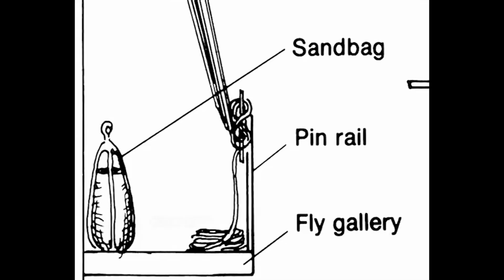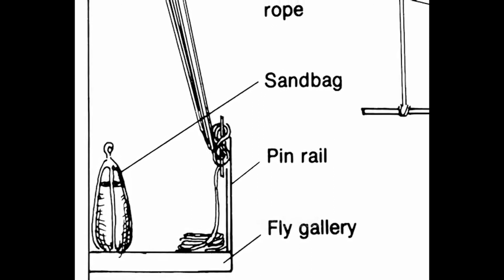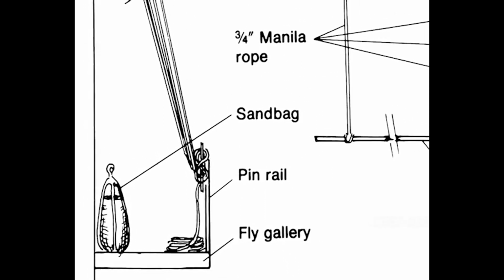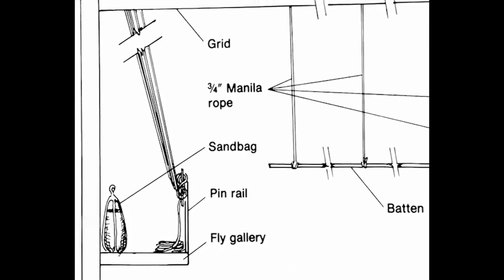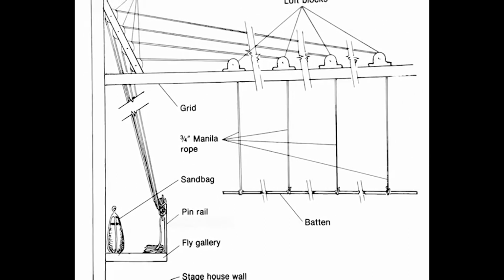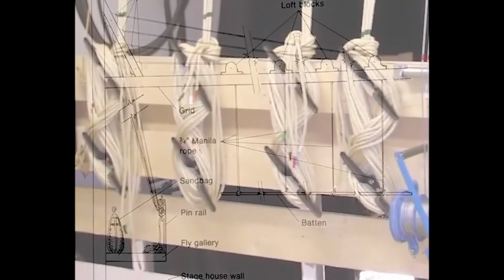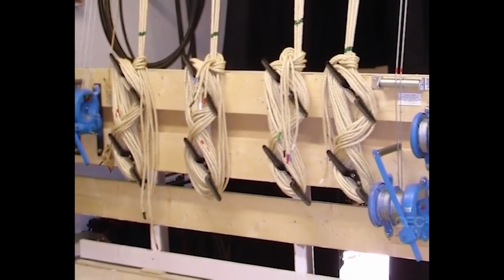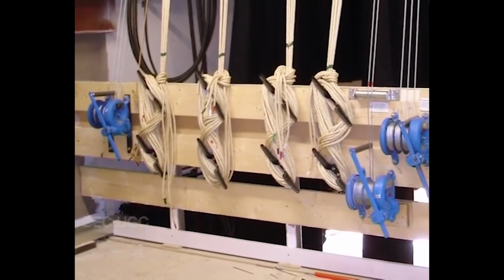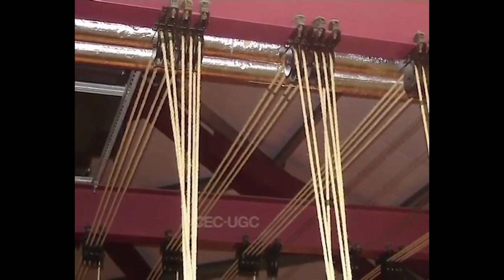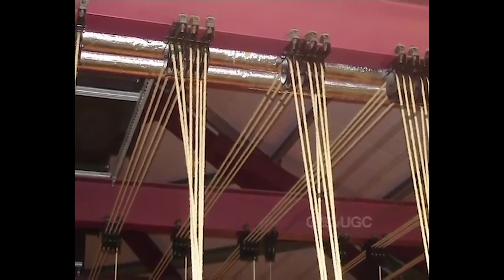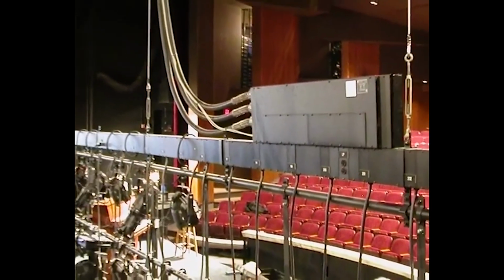Rope set. The oldest method of flying is with the rope and pulley. The pulley is attached to the grid and the rope is fed through it and tied to the scenery. A stagehand pulls on the free end of the rope and raises the scenery. If the load is too heavy, a sandbag is tied to the free end of the rope as a counterbalance. The rope system operates exactly like a rope and pulley.